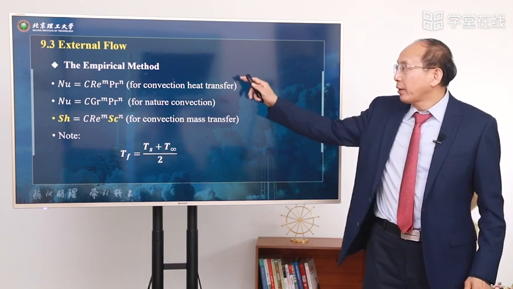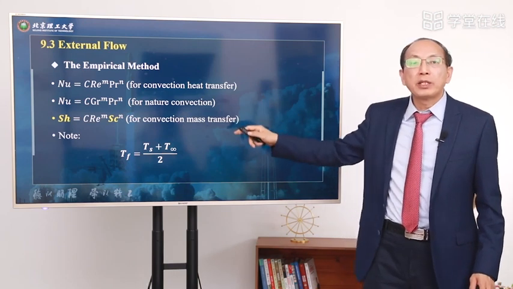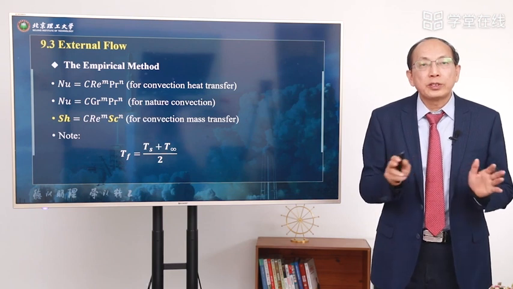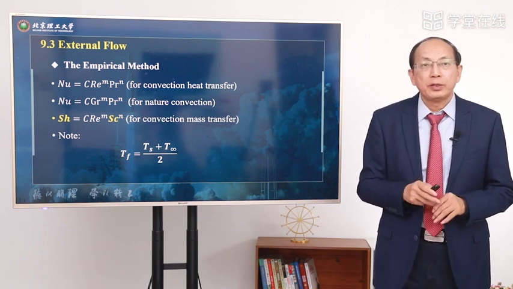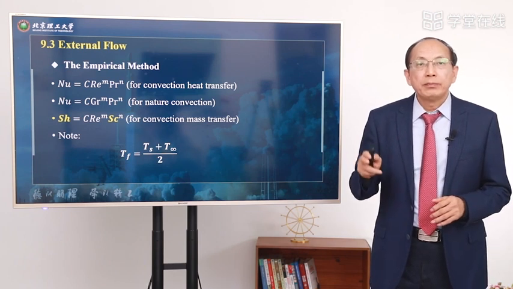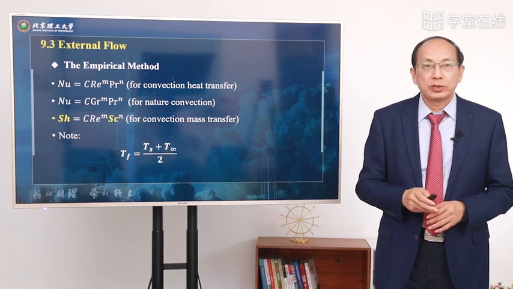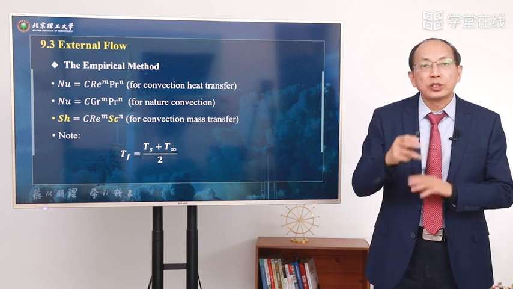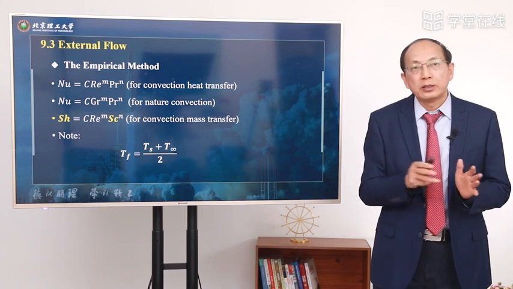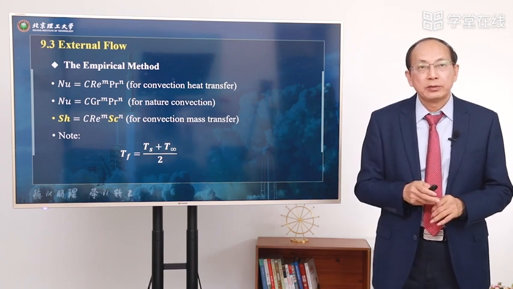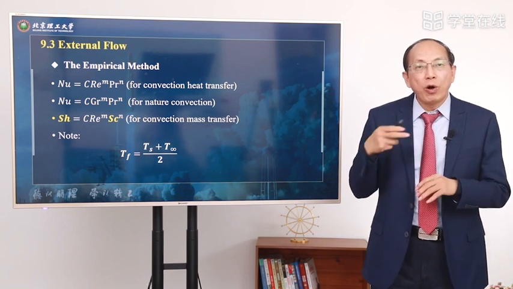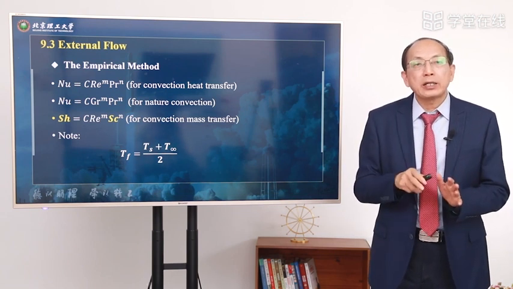So we easily obtain several typical equations. The shape is similar, the modes are similar. C is a constant. M, N are also constants. Most of the time we use the empirical equation to calculate the heat transfer flow rate. C, M, N we obtain by experiment.